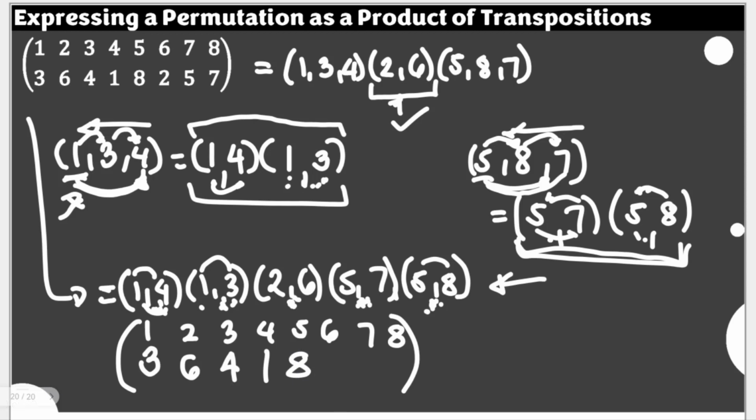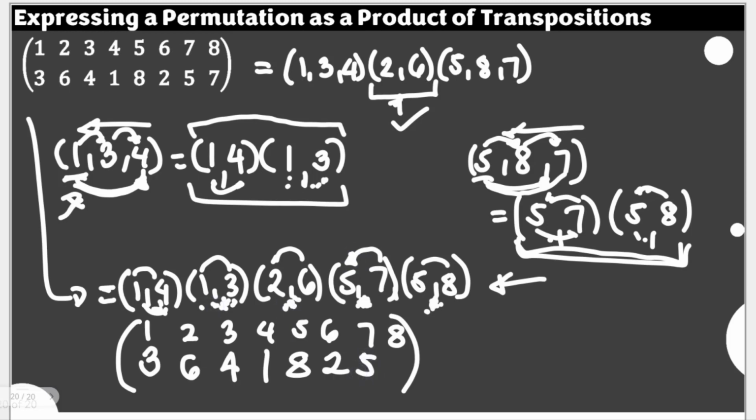6. 6 is mapped to 6, 6 is mapped to 6, 6 is mapped to 2. We are now at 2. 2 is mapped to 2, 2 is mapped to 2. Next, 7. 7 is mapped to 7, 7 is mapped to 5. 5 is mapped to 5, 5 is mapped to 5, 5 is mapped to 5.